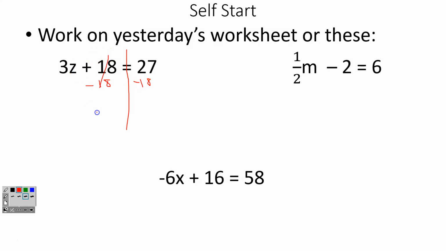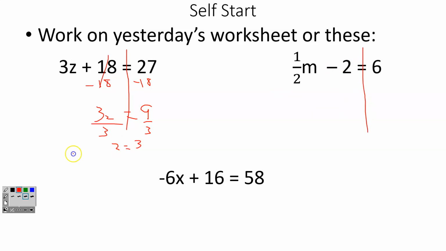Those cancel out. So I'm going to bring down my 3z on this side. And 27 minus 18 is going to give me 9. So now I have 3z equals 9. When the 3 and the z are connected like this, there's nothing between them. That means to multiply, the opposite being divide. So I'm going to divide both sides by 3, and I get an answer of z equals 3.